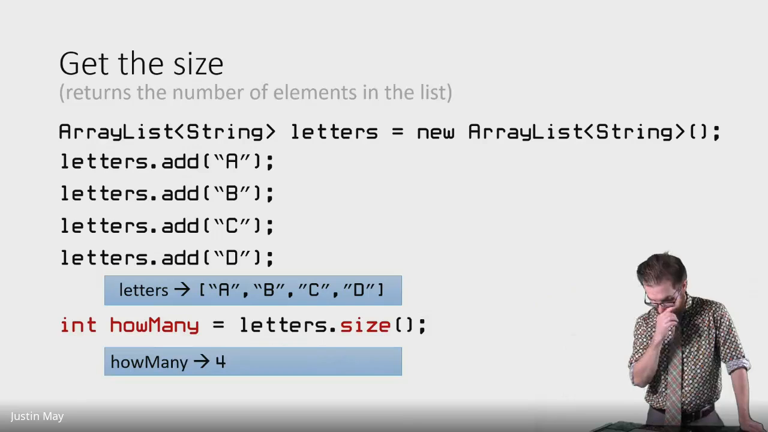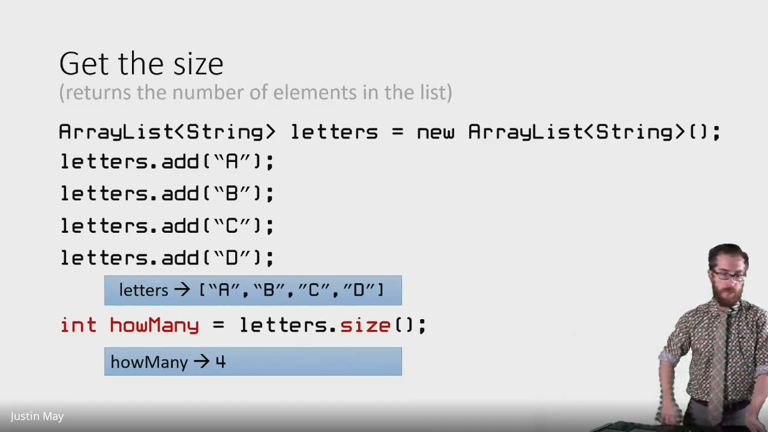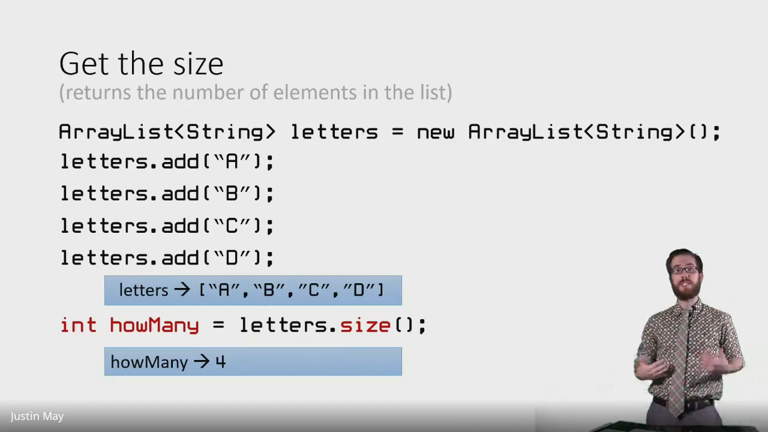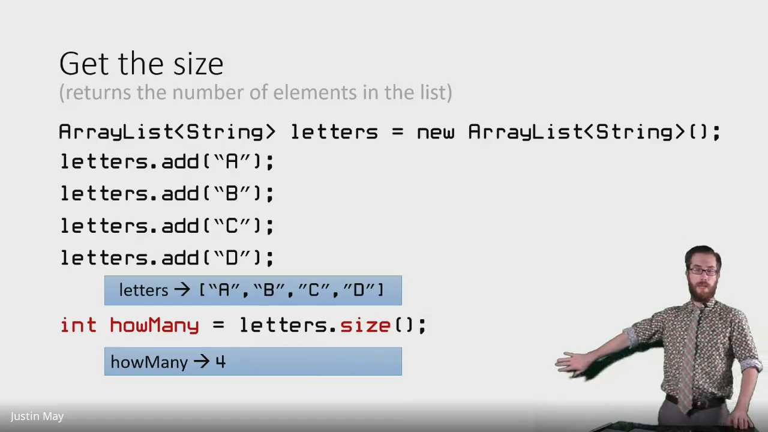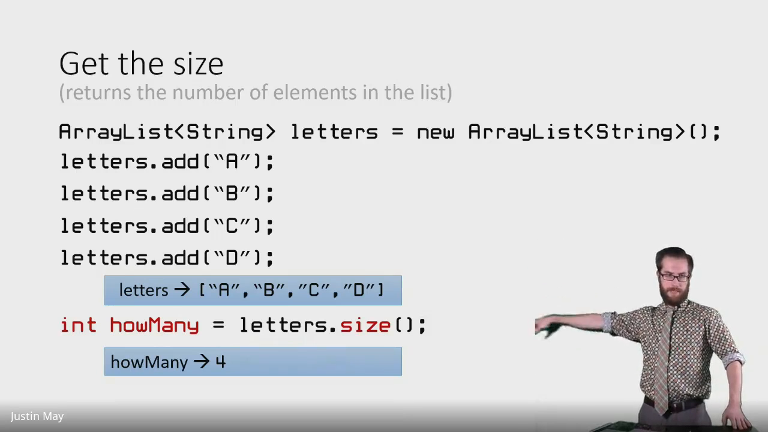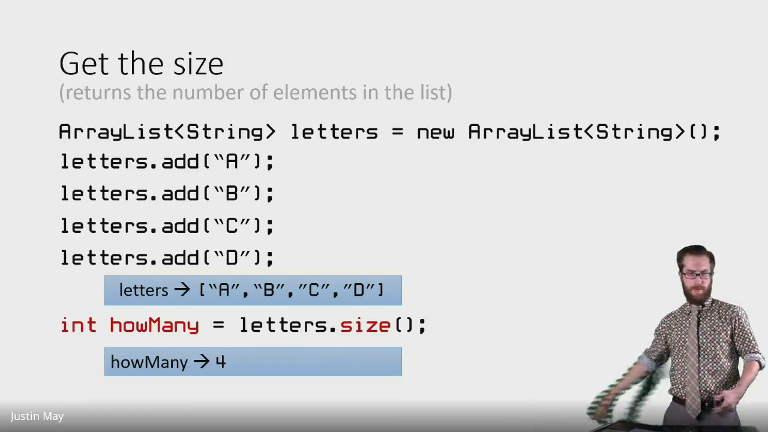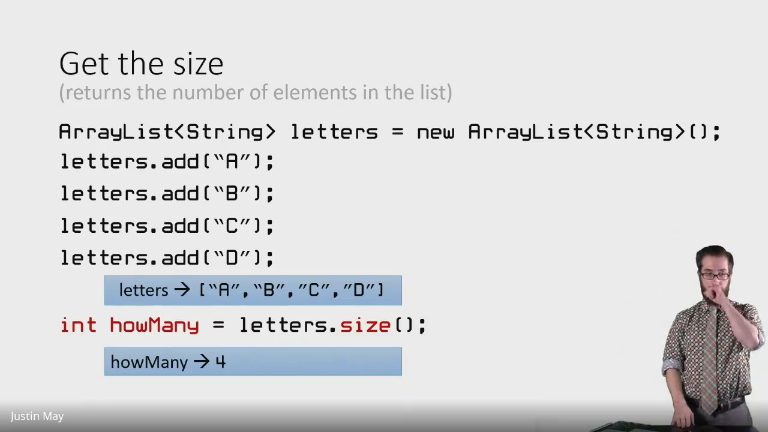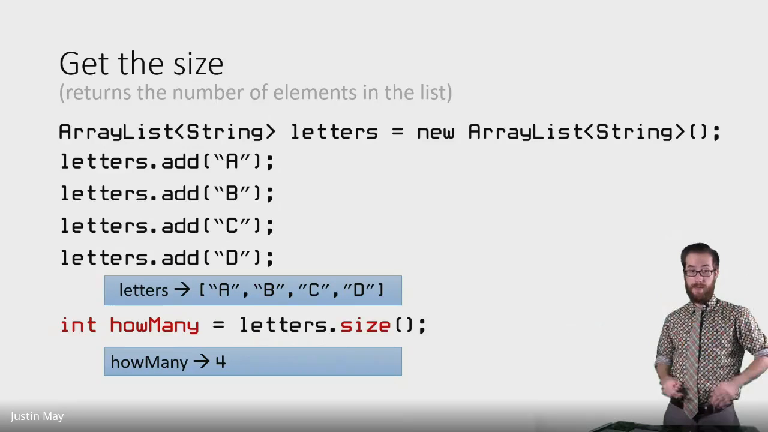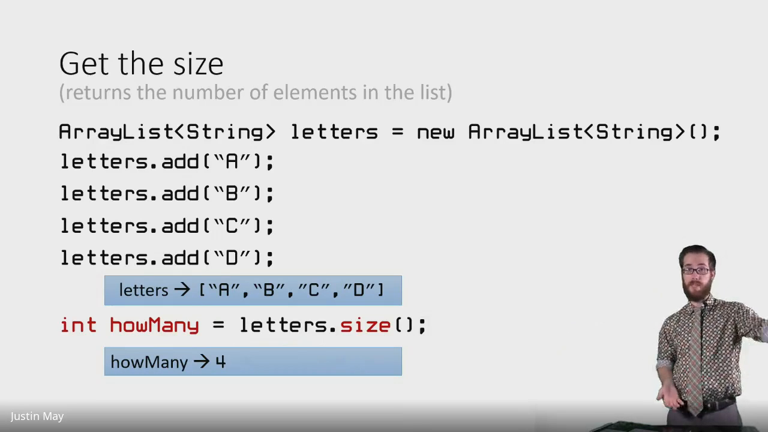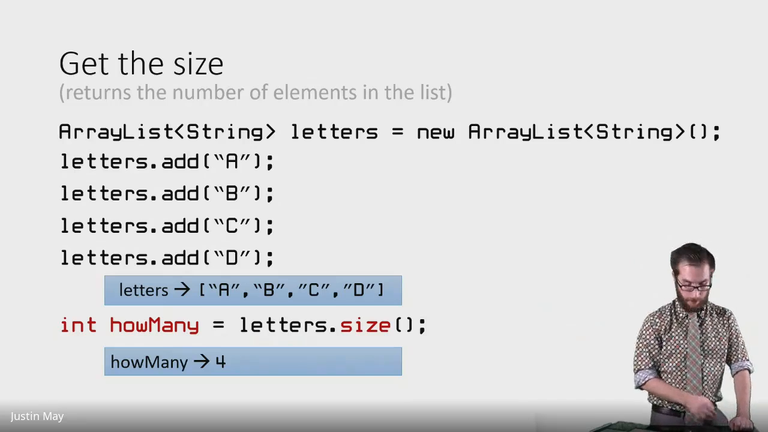And then finally, we get to the size method. This is another method that does not change the list. It just gives you information about the list. So we got our list, ABCD. We call size. It tells us that there's 4 elements in this list. If I add some more stuff and call size again, it will tell me the new size. It just counts everything and tells you that number, whatever's in there.